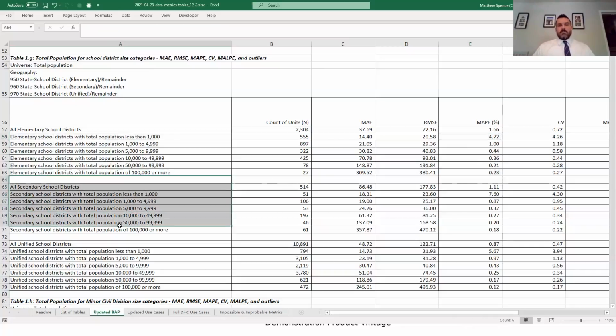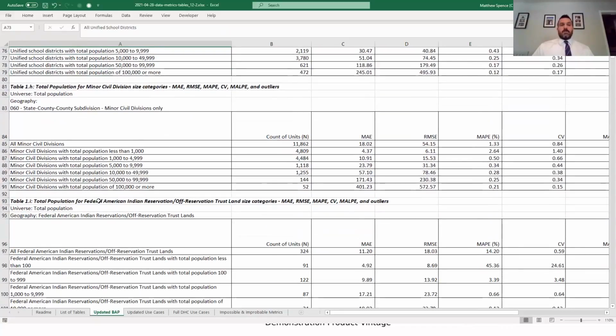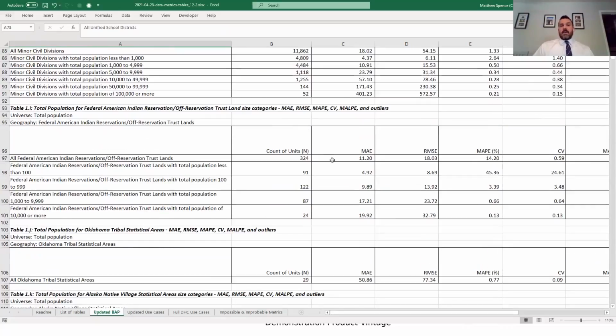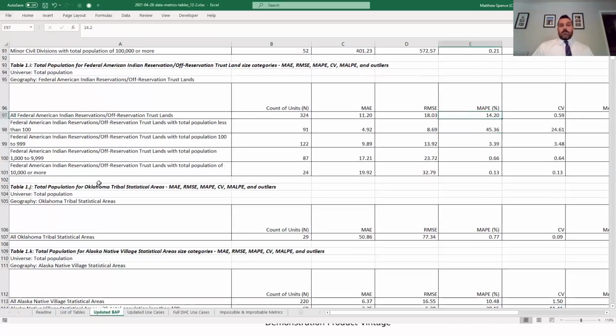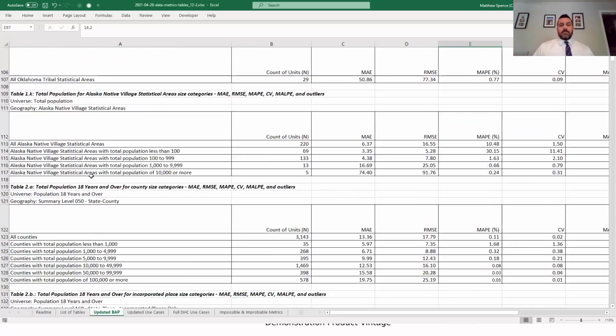And you can look and see secondary school districts as well, or unified school districts. You might be interested in minor civil divisions. There are several states where minor civil divisions are a prominent political or legal feature. So those might be of interest. We've also paid extensive attention to federal American Indian Reservation and off-reservation trust lands. We can see the mean absolute errors and MAPEs for those. For Oklahoma tribal statistical areas, Alaska Native Village statistical areas, et cetera.